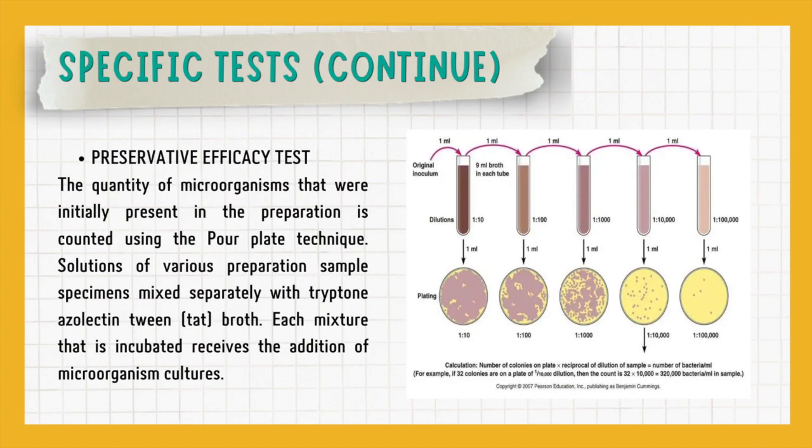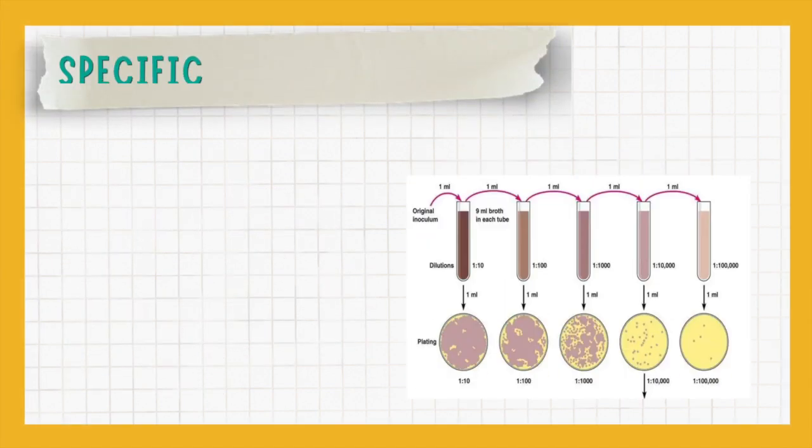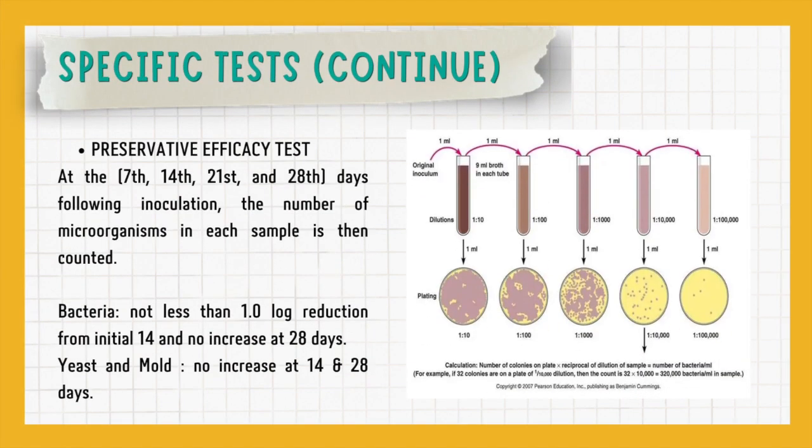Preservative efficacy test. Using the pour plate technique, solutions of various preparation sample specimens are mixed separately with tryptone azolectin tween broth. Each mixture that is incubated receives the addition of microorganism cultures. Throughout specific days, the number of microorganisms in each sample is then counted. Bacteria: not less than 1.0 log reduction from initial at 14 days and no increase at 28 days. Yeast and mold: no increase at 14 and 28 days.